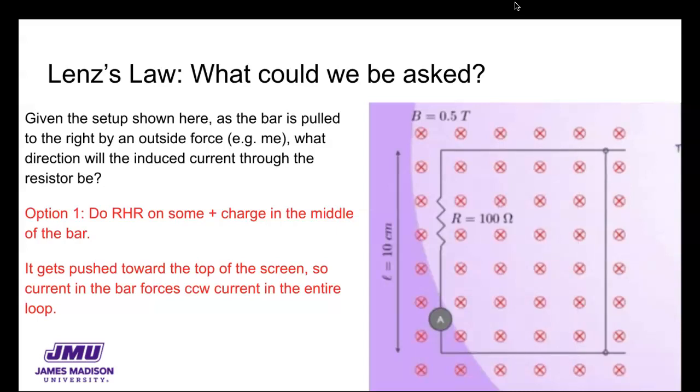You will get a counterclockwise current passing through the moving bar and all of the wire that is from the moving bar through the resistor, through the ammeter, back to the moving bar again. Counterclockwise current.